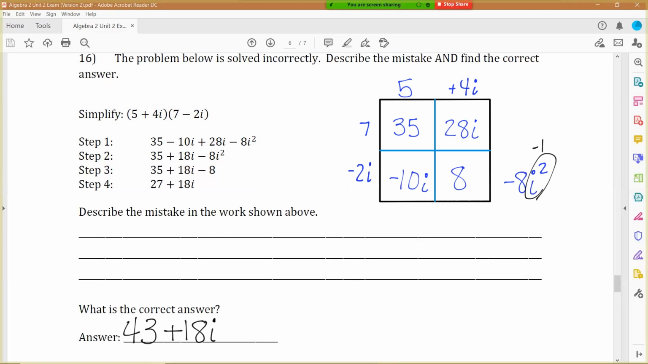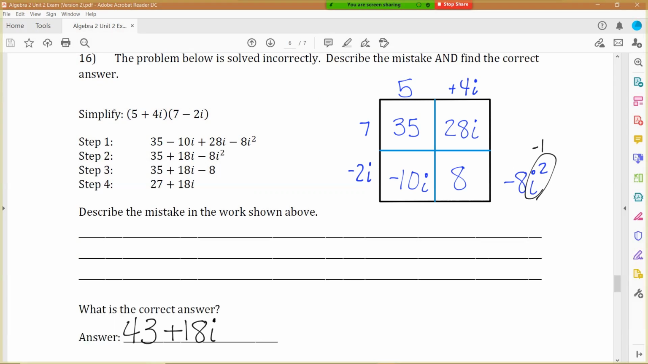Now I can go back and look at their work to see what happened, where theirs looks different than mine. Theirs is written out sideways, yours is written in a box. But the first thing I look at, step number 1, we have 35, they have 35. We have negative 10i, they have negative 10i. We have 28i, they have 28i. We had negative 8i squared, and so do they. So their step 1 matches what I had first.